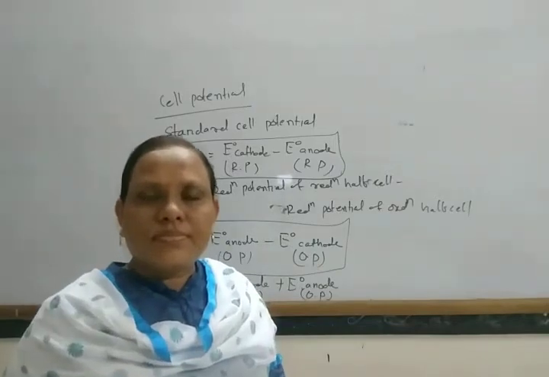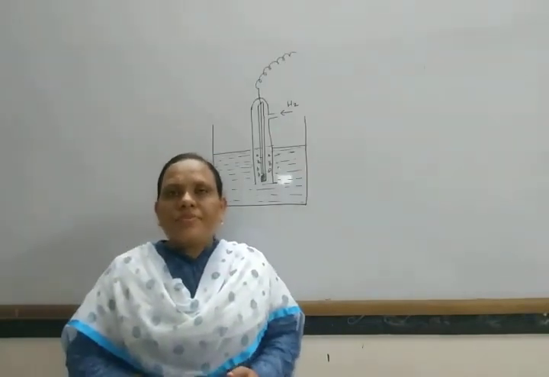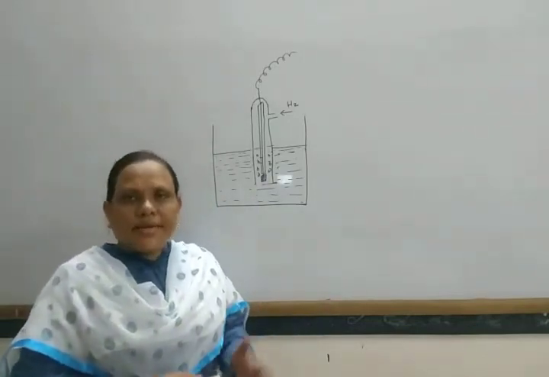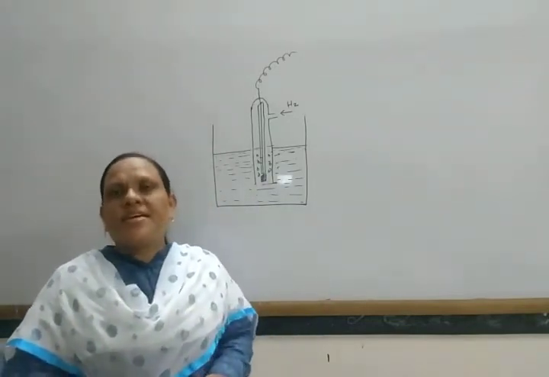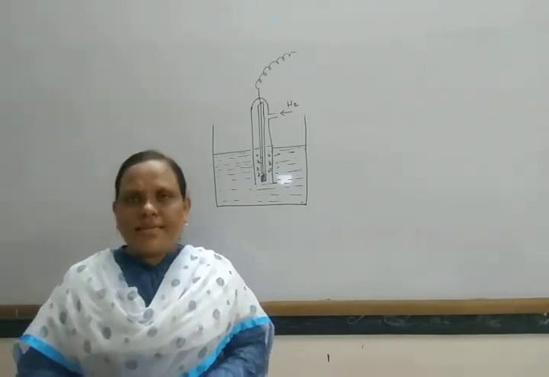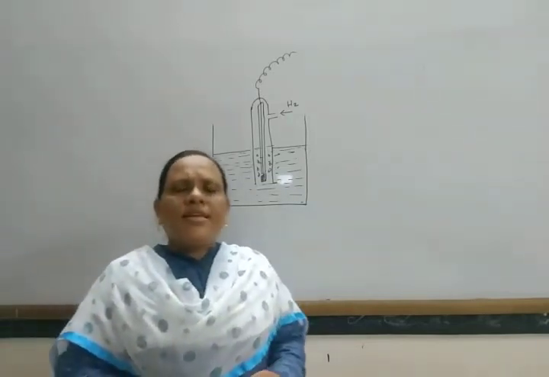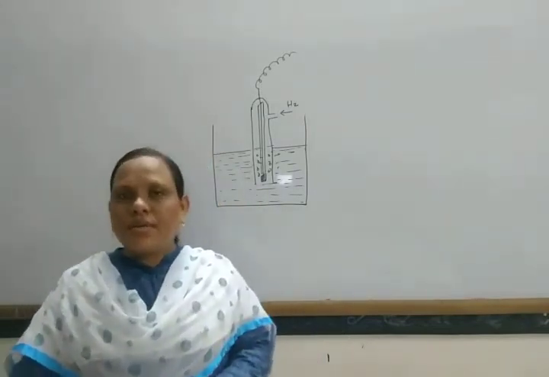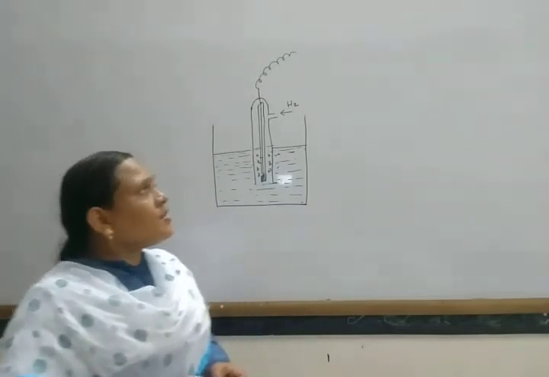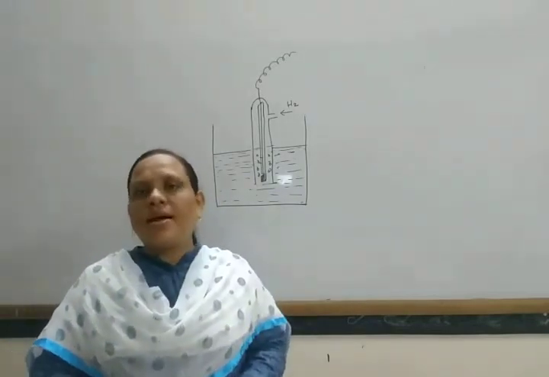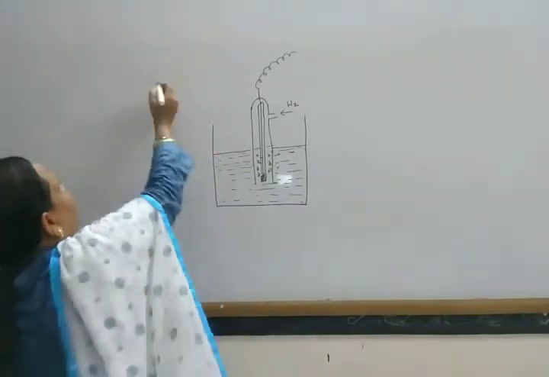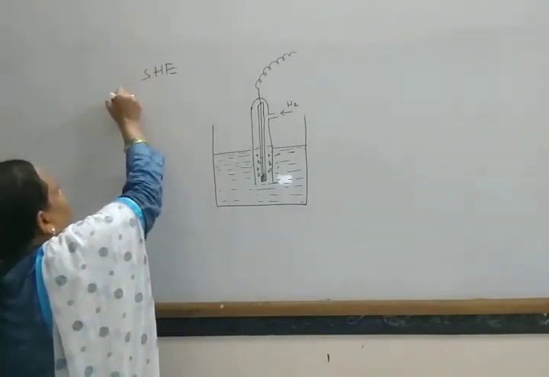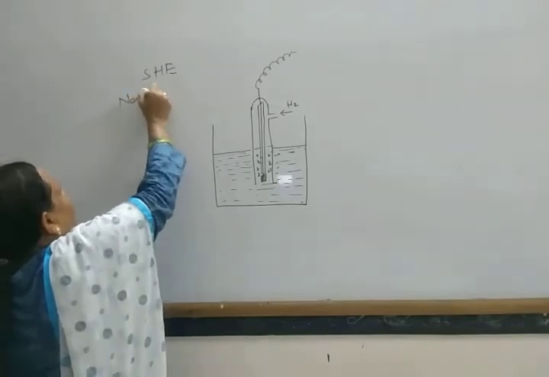To measure the standard electrode potential of any electrode, generally we have to use a standard electrode, a reference electrode. There are different reference electrodes like the calomel electrode, the standard hydrogen electrode, etc. The simplest one is the standard hydrogen electrode, or we can say the normal hydrogen electrode.